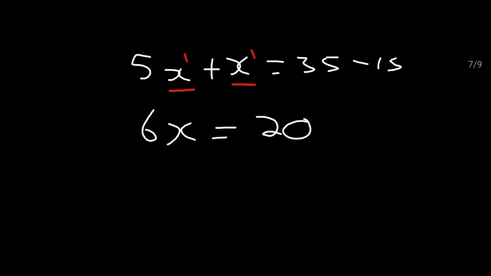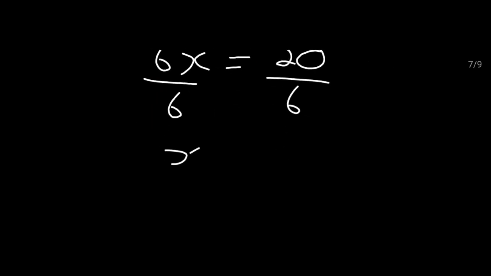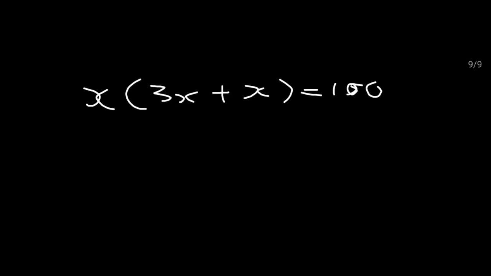Then we have to remove that 6, so we'll divide both sides by 6. And then x equals 20 divided by 6, which is 10 over 3, or as a decimal you have 3.33, whatever, but it's safe to write it as a fraction. And then that is how you do it. Let's look at this one.